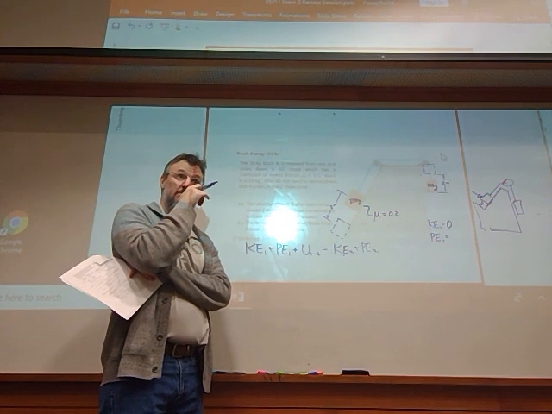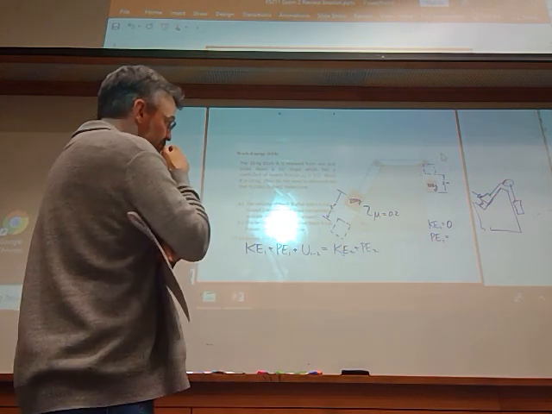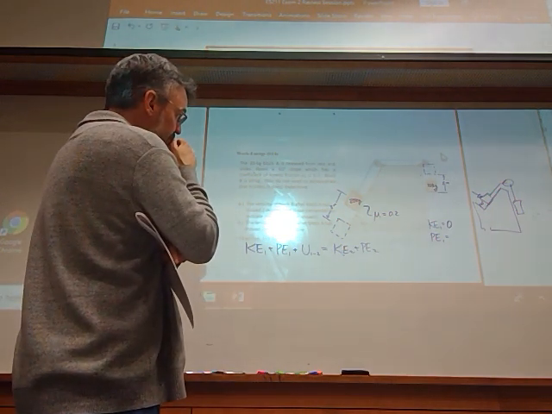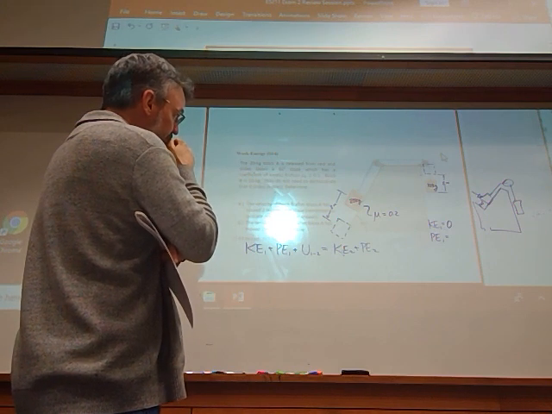Looks like a triangle to me with the angle, and you have the 2 meters in there. That's kind of a triangle there between that and that block.